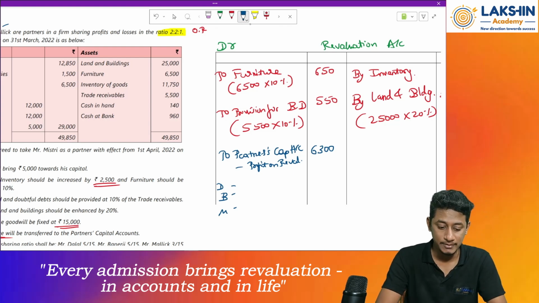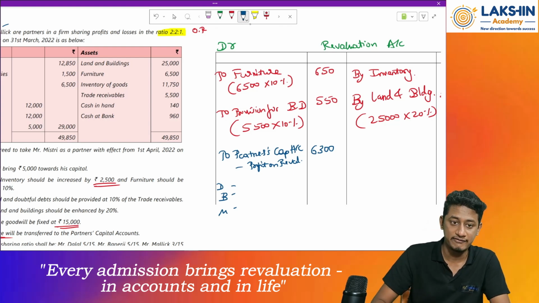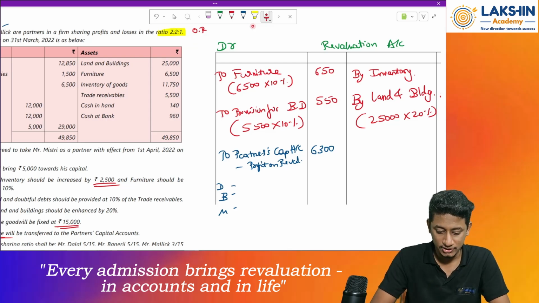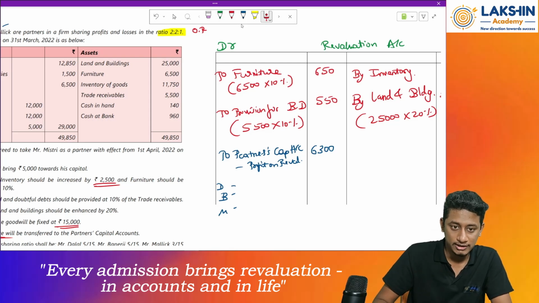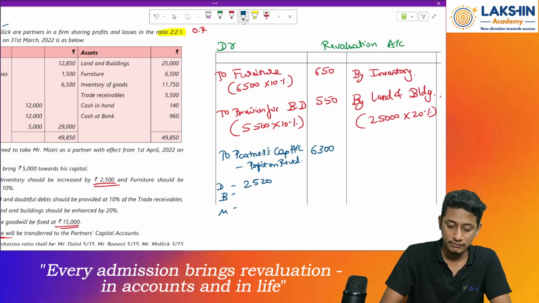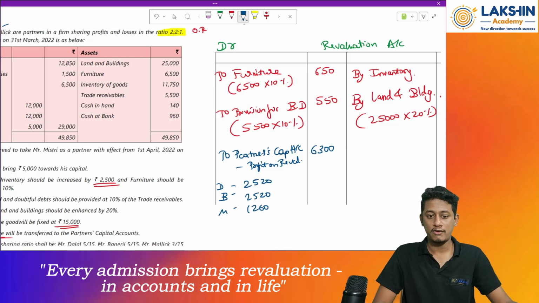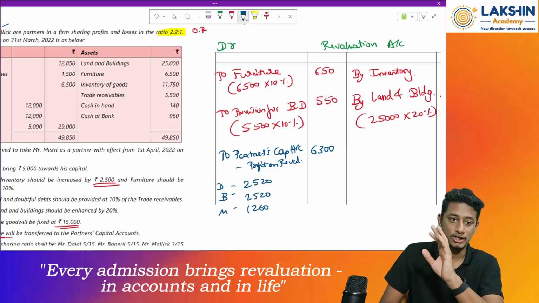Now divide it 2:2:1. So again the same trick. 6,300 divided by 5. Why 5? Because 2 plus 2 plus 1, how much? 5. Right? So divided by 5 equals 1,260. Now into 2 equals, that is how much? 2,520. Then again 2 equals 2,520. Then 1 equals 1,260. So we have got our bifurcation in the ratio of 2:2:1.